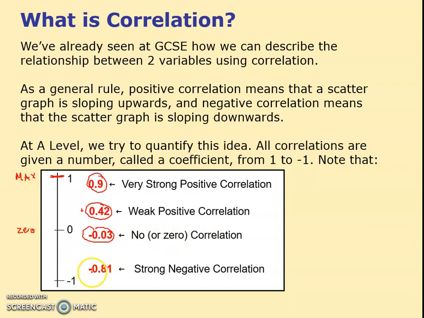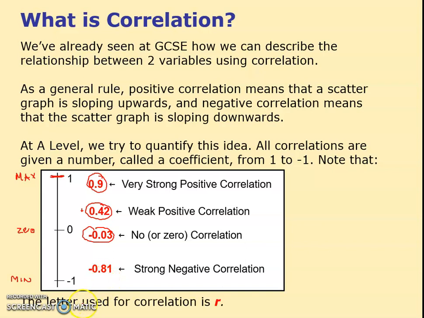And this one here, -0.81. Well, again, this is as low as you are able to go with correlation, -1. And this is pretty close to it. So I describe that as strong negative correlation. And of course, I've made up these numbers. It could have easily been -0.83 or something. It's not meant to be an exact definition.